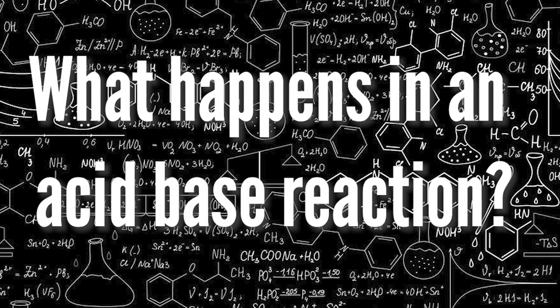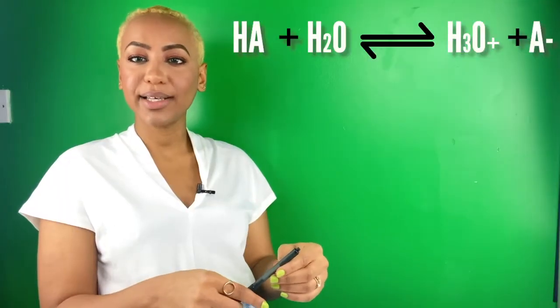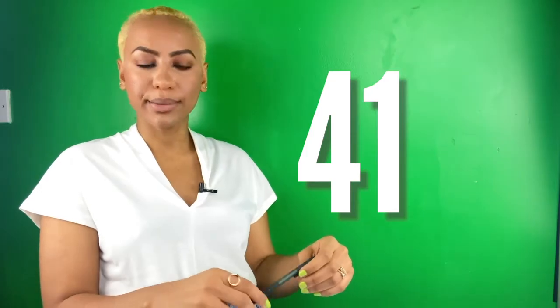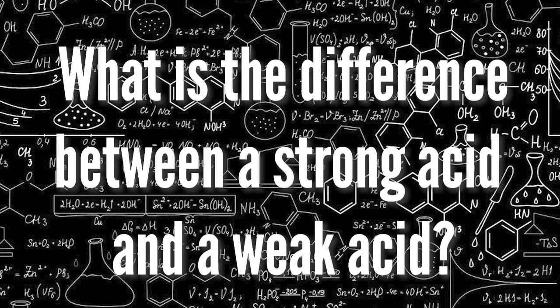40. What is an acid-base reaction? A hydrogen ion is transferred from an acid to a base. 41. What is the difference between a strong acid and a weak acid? A strong acid is an acid that is completely ionized in water, whereas a weak acid only has a small proportion of its molecules broken into ions in water.